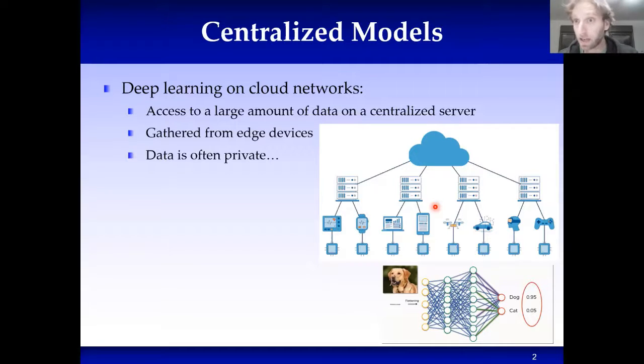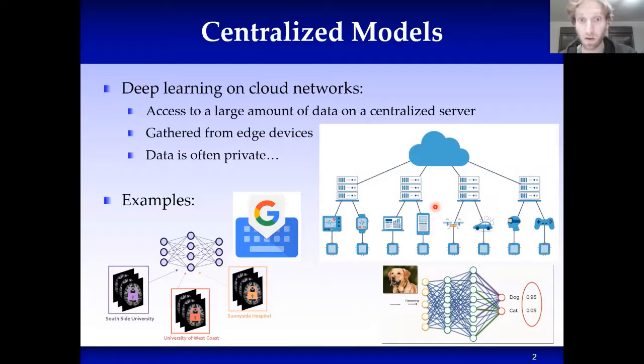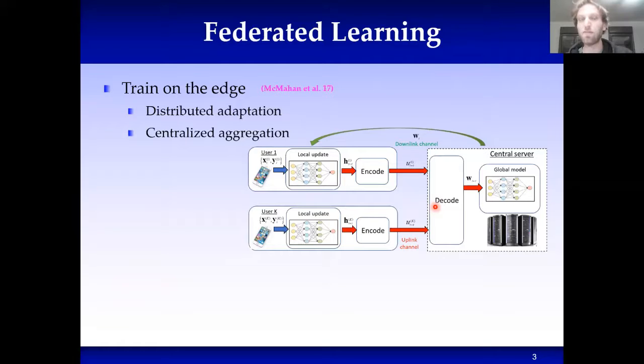However, data is often private. For example, the Google keyboard needs to be trained using text messages available at cell phones, which may be private, which users may not be willing to share. This is obviously a problem when we look at neural networks trained to operate on medical data, also on data collected from autonomous vehicles. It may be private. So these privacy issues gave rise to the need for what's called federated learning.